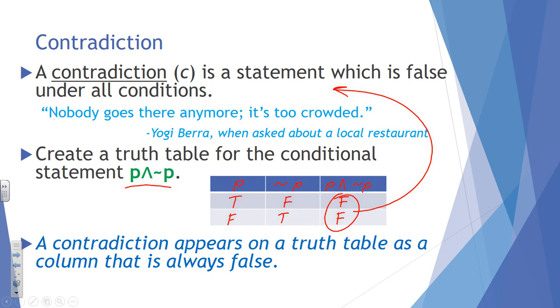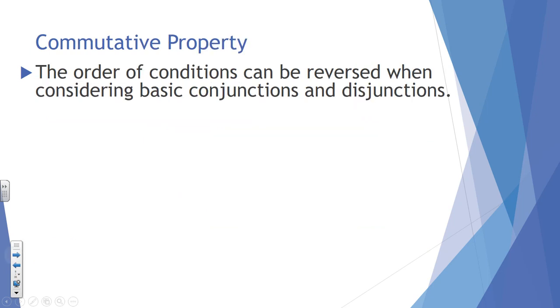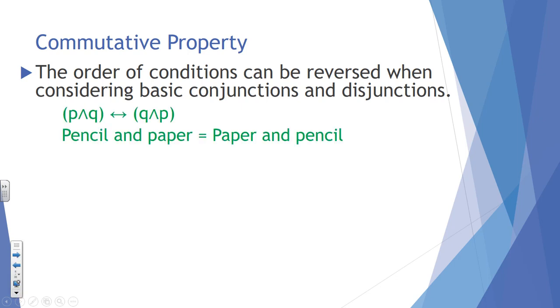Now that we know what a tautology is and what a contradiction is, we can actually start showing what the 8 fundamental properties of logic are. The first one is the commutative property. The commutative property says that the order of your conditions or statements can be reversed, and it doesn't change the truth of the statement. And that's true for both conjunctions and disjunctions.